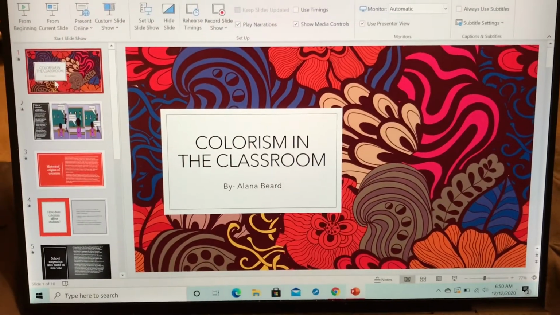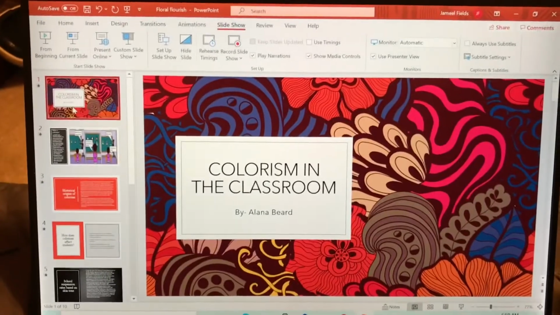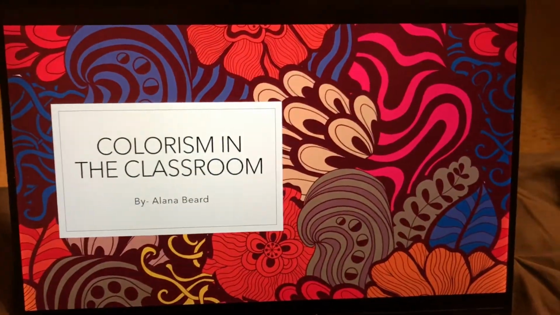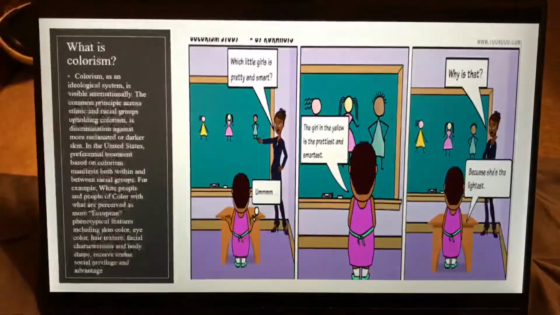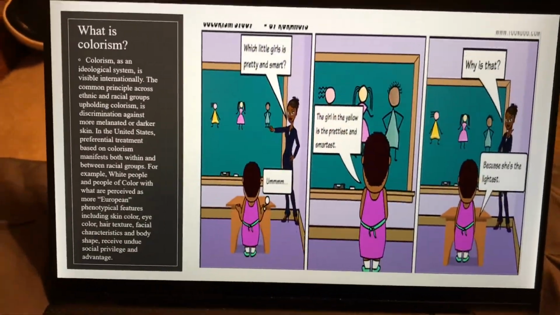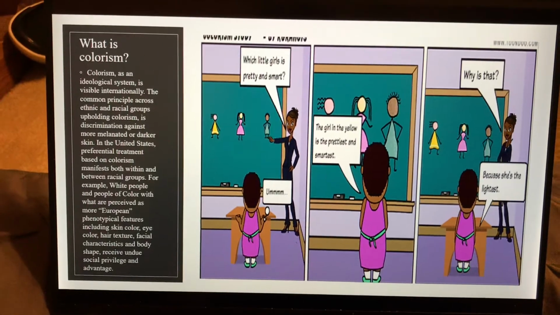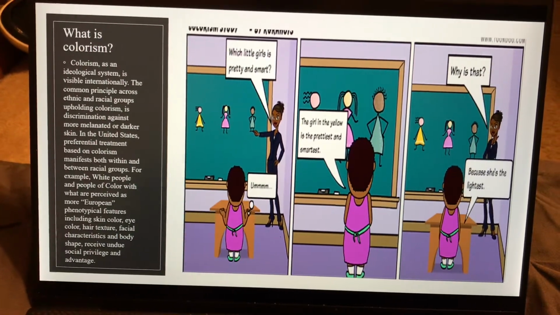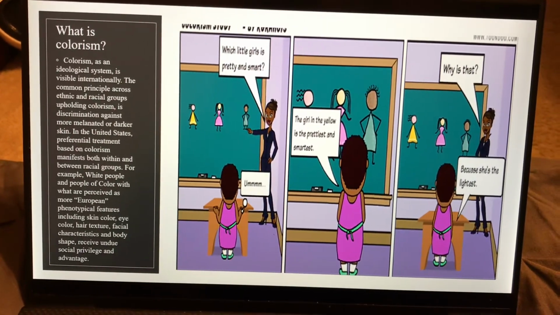So my project is on colorism in the classroom. What is colorism? Colorism is an ideological system. The common principle across ethnic and racial groups upholding colorism is discrimination against more melanated or darker skin.